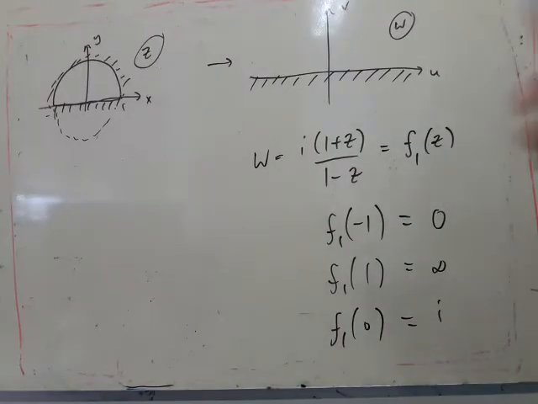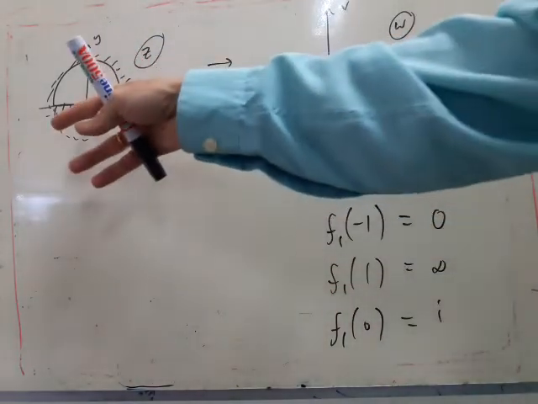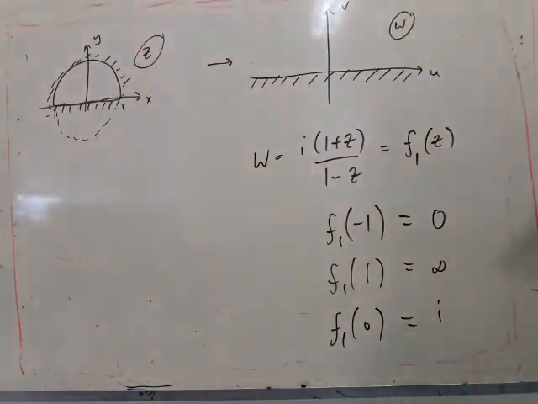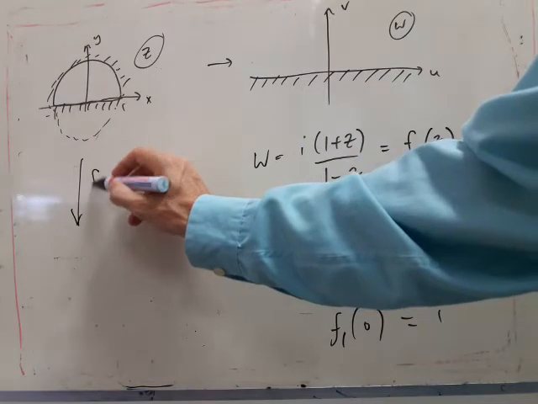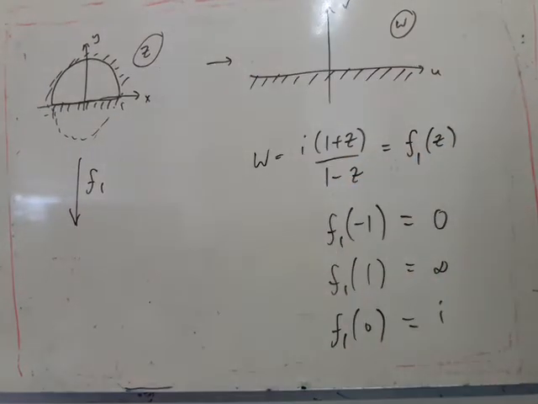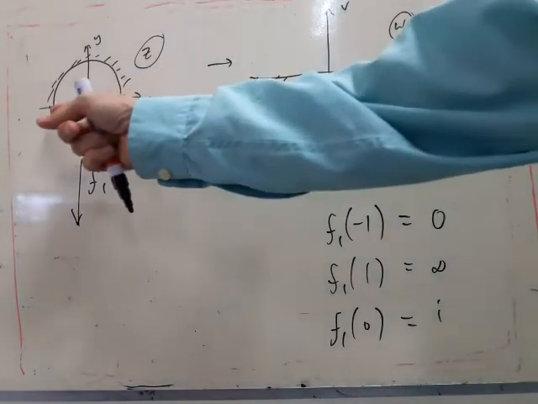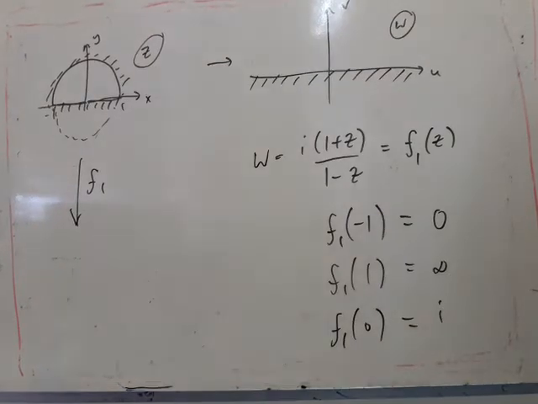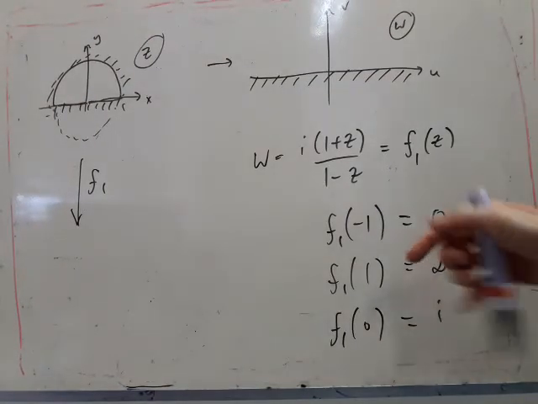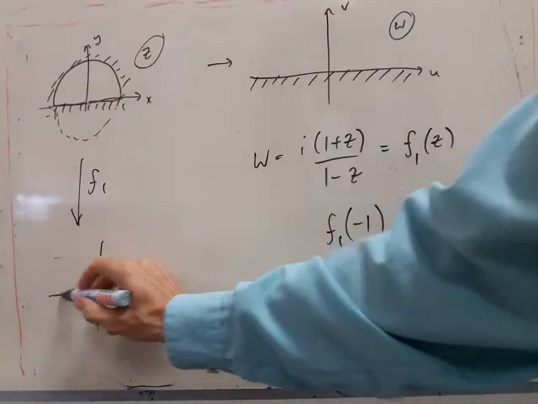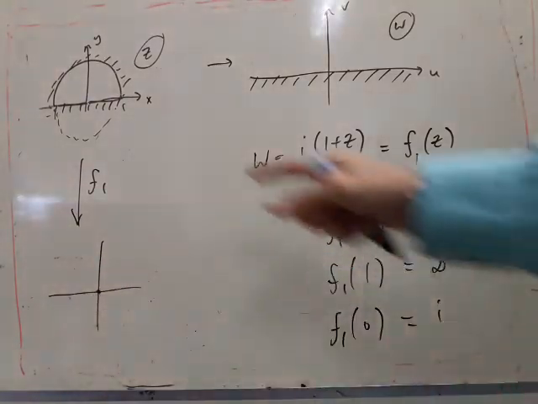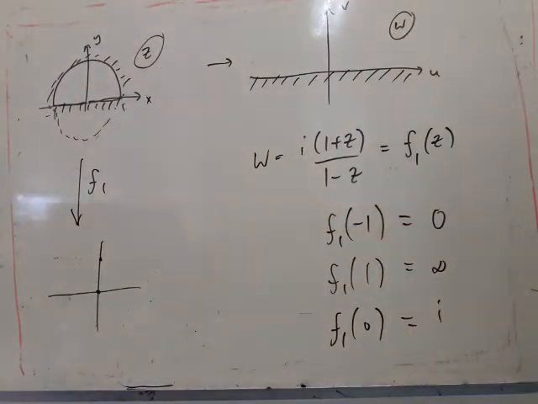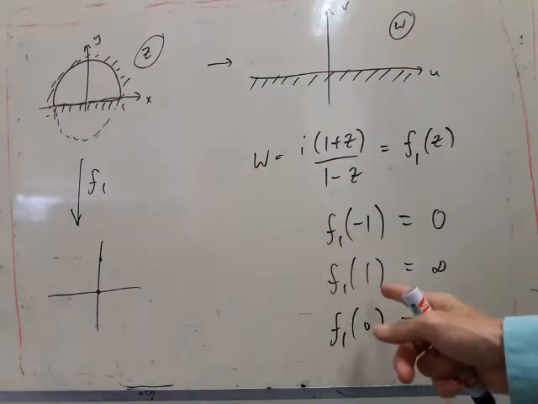So what we actually want to do, to save us a bit of effort, is just see what this transformation does to this semicircle. So if I label this as what's happening with F1. Okay, so the line minus 1 to 0 to 1, those 3 points. Minus 1 gets mapped to 0, 0 gets mapped to i, and 1 gets mapped to infinity.